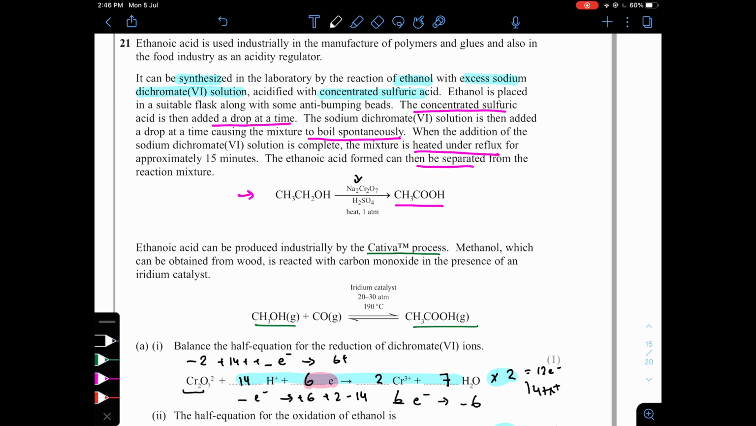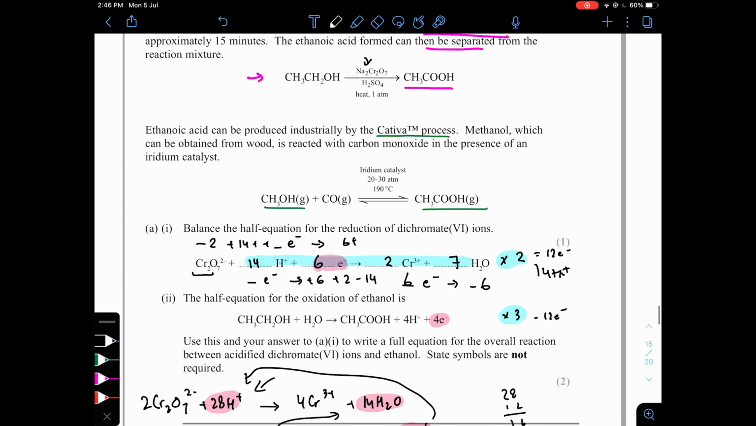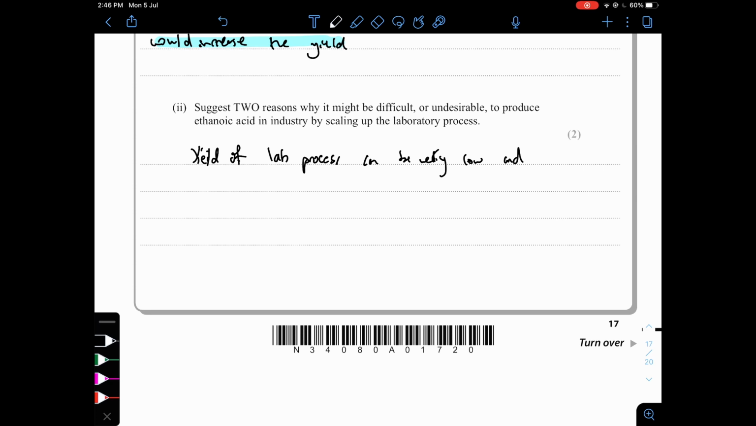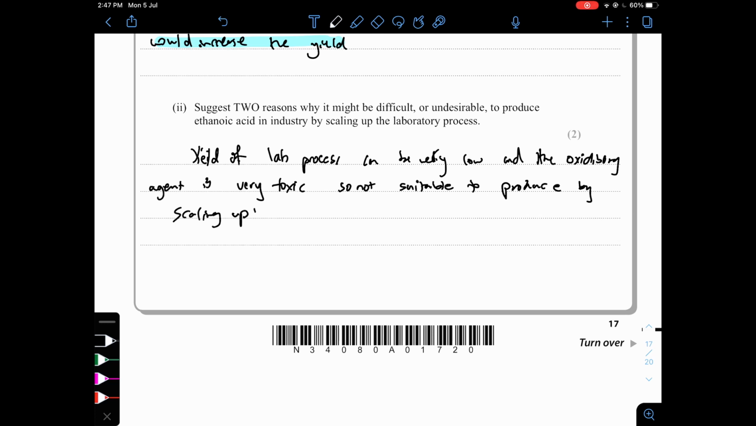Now we know that sodium dichromate, which is acidified with concentrated sulfuric acid, is a very toxic oxidizing agent, so it's not suitable to produce by scaling up the lab process. You can also talk about the lab process has a lower atom economy.